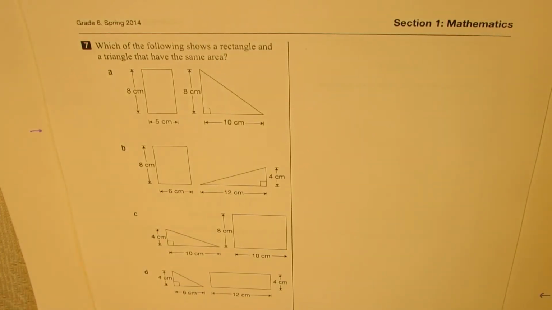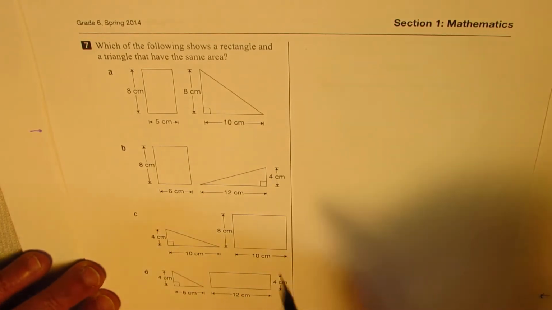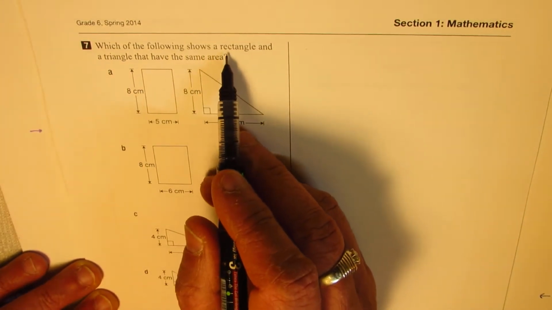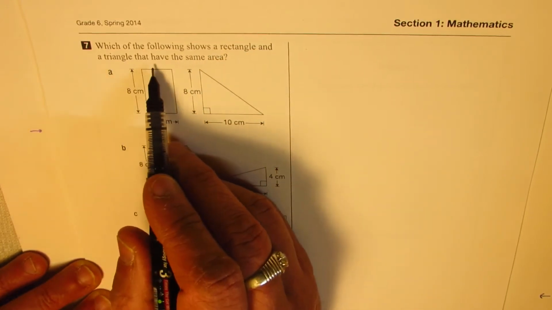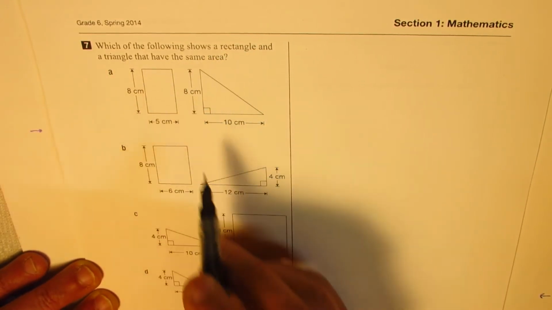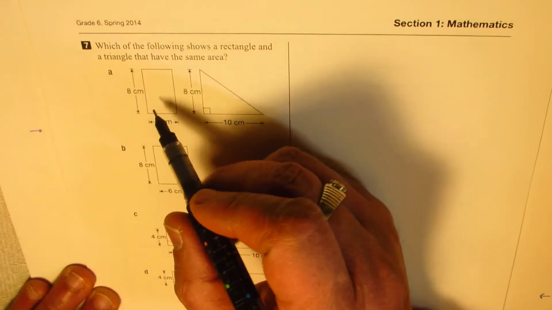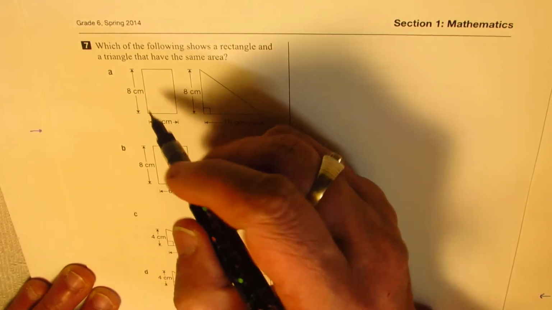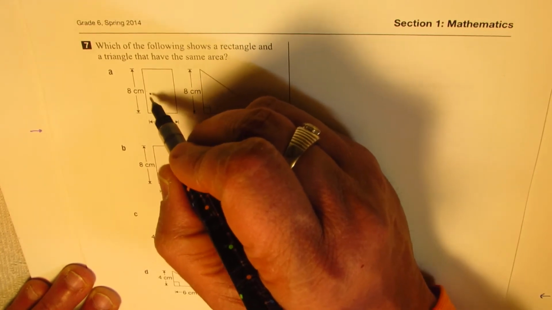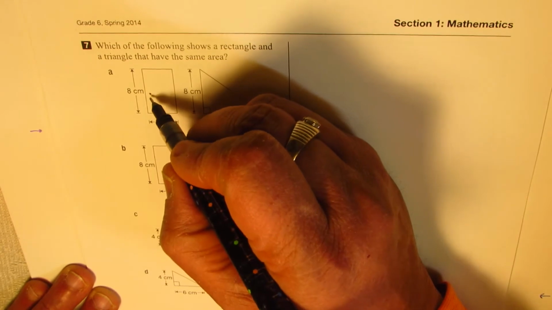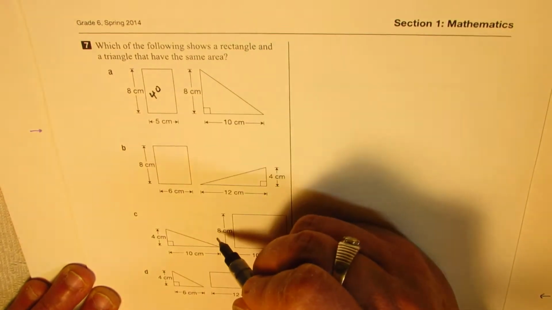Here is question number 7. Question number 7 says, which of the following shows a rectangle and a triangle that have the same area? So you have to calculate the area, use your calculator. So let's calculate. 8 times 5 is what? When you multiply 8 and 5, you get 40. So this area is 40.